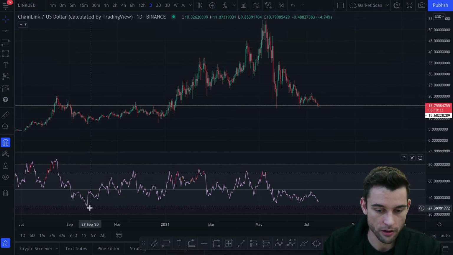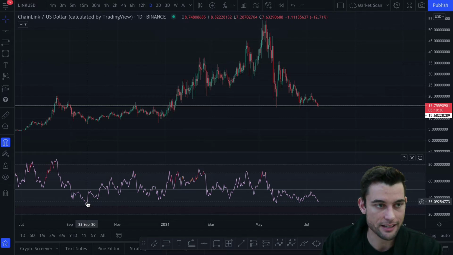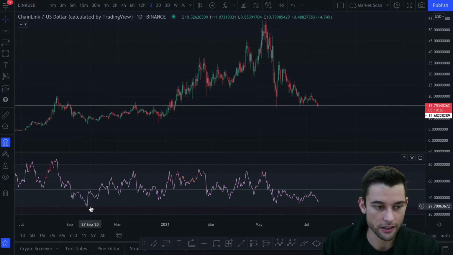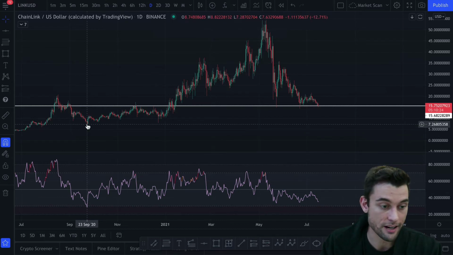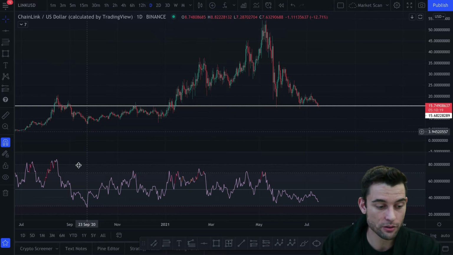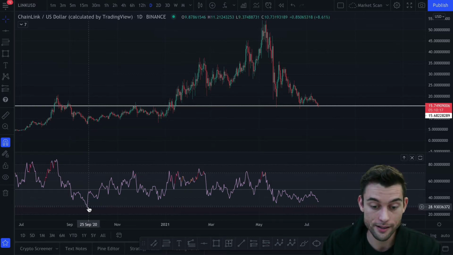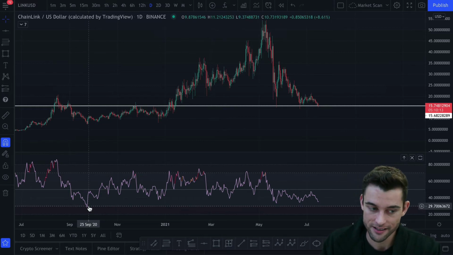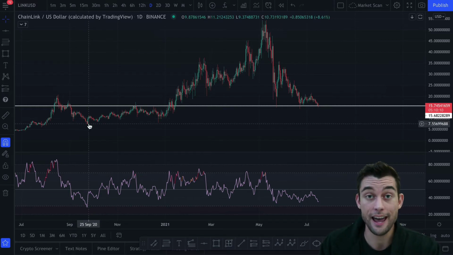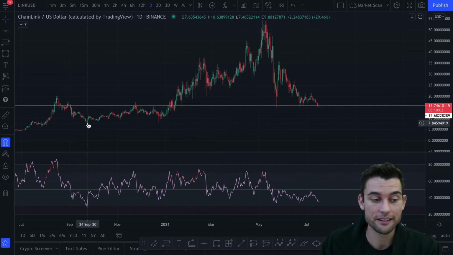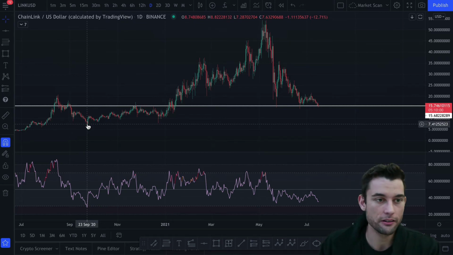This is really the only time in the last year that we've had the RSI under 30, and this was actually the lowest price. The lowest price in the last year was pretty much when the RSI was under 30. So that goes to tell you that if the RSI is under 30, that is a fantastic buying opportunity. And you can configure your bot to buy when the RSI is under 30, or when the RSI is under 10, or whatever you want.